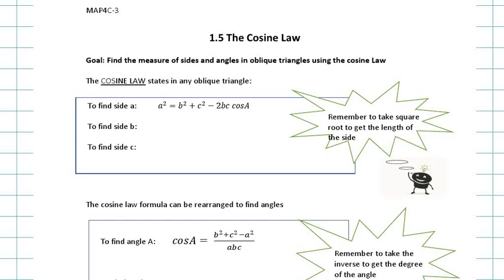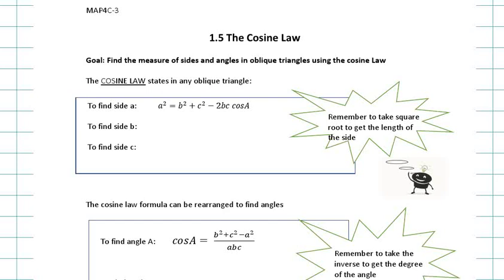So cosine law is also used when you have oblique triangles. That means when you have triangles that are not 90 degrees. All right. Now, for cosine law, there are two cases where you can use it.